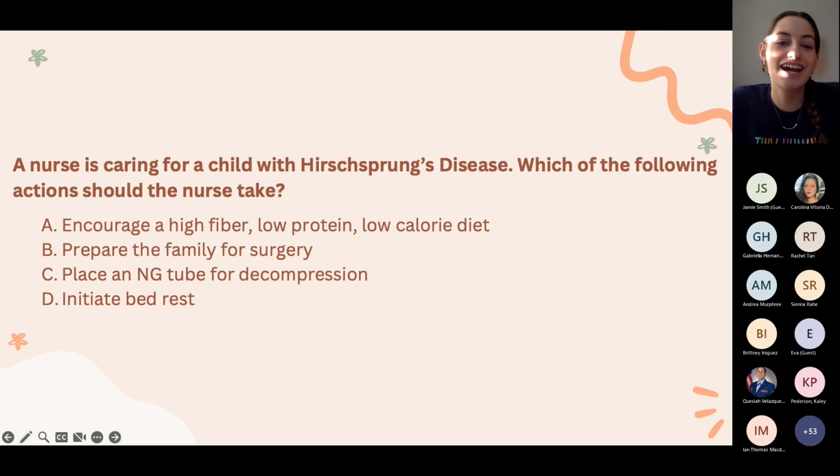All right. A nurse is caring for a child with Hirschsprung's disease. Which of the following actions should the nurse take? Encourage a high fiber, low protein, low calorie diet, prepare the family for surgery, place an NG tube for decompression, or initiate bed rest.